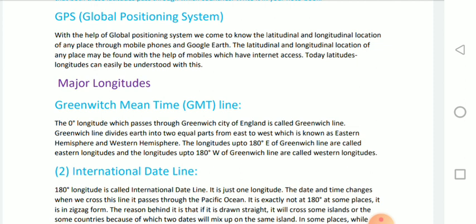The Greenwich line divides the Earth into two equal parts from east to west, which are known as the Eastern Hemisphere and Western Hemisphere. We see in the longitudes, the longitudes up to 180 degrees east of the Greenwich line are called eastern longitudes, and the longitudes up to 180 degrees west of the Greenwich line are called western longitudes.